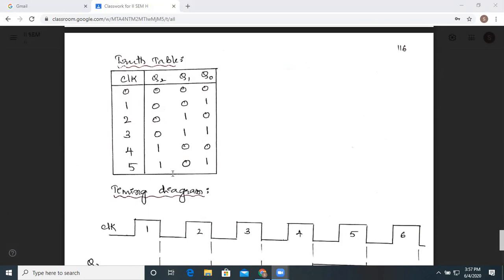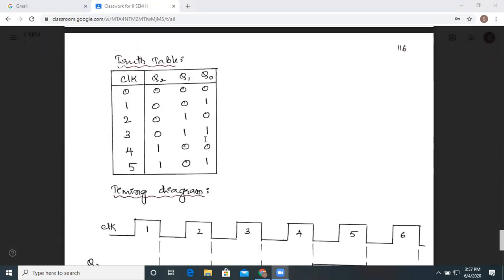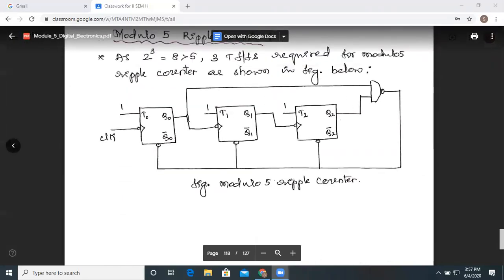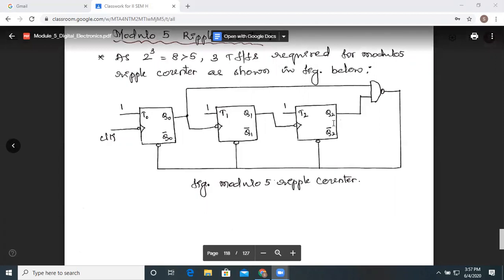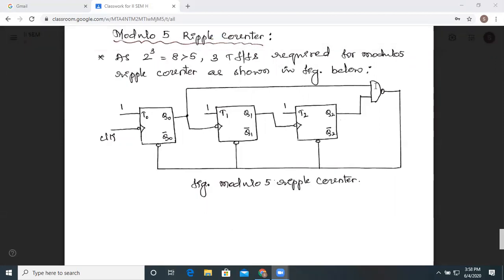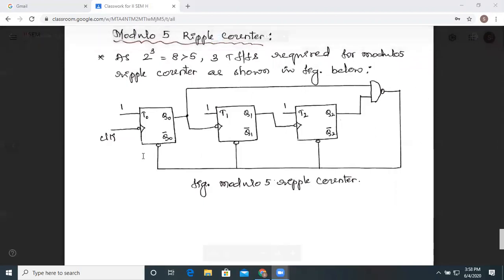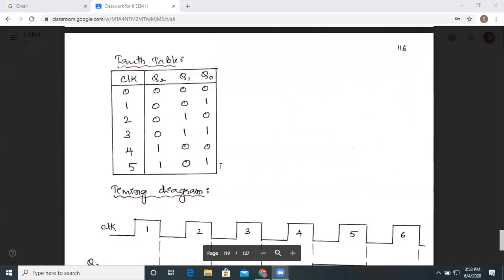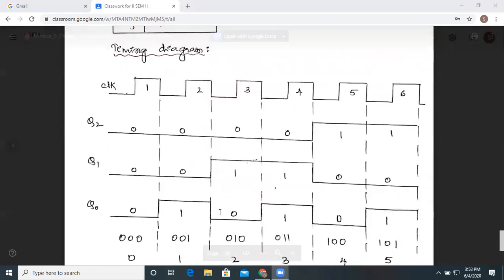Like this, when we get the output as 1, 0, 1, that means after 5, we need to go back to the 0 state. In order to do that, wherever we are getting 1, here flip-flop 0 output is 1 and flip-flop 2 is also 1. Take them, pass them through the NAND gate and give it to the clear input. Thereby, once you get the count as 5, it resets. That means it will go back to the 0 state.